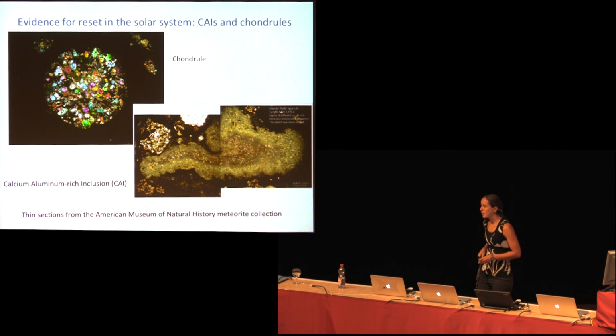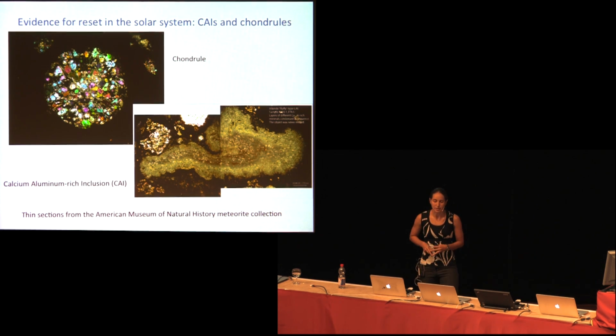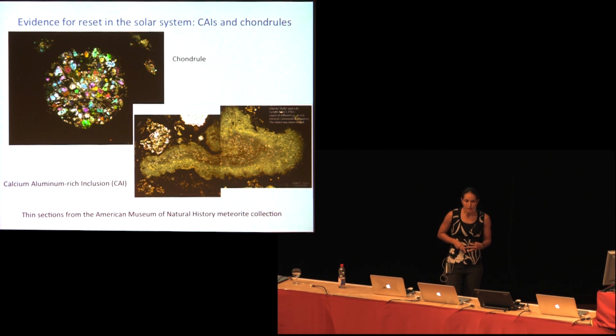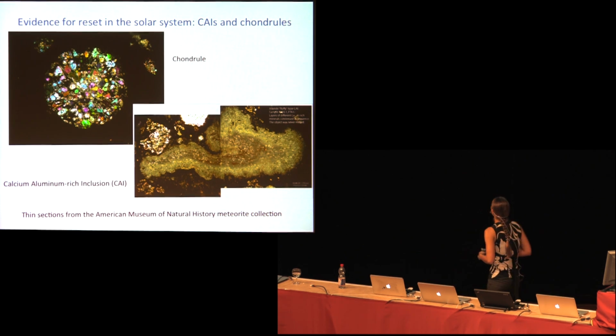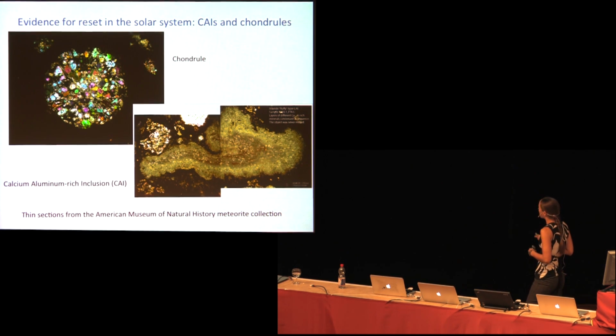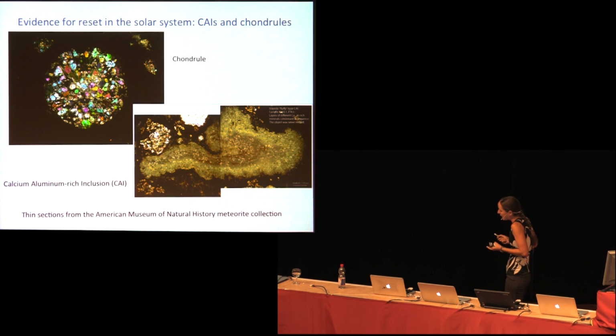There's also a lot of evidence for the idea of reset in the solar system, and this is really the basis of the condensation sequence that we're all taught about. So the idea here is that you need to heat stuff in the disk to such high temperatures that you actually melt or vaporize very refractory materials like CAIs and chondrules.